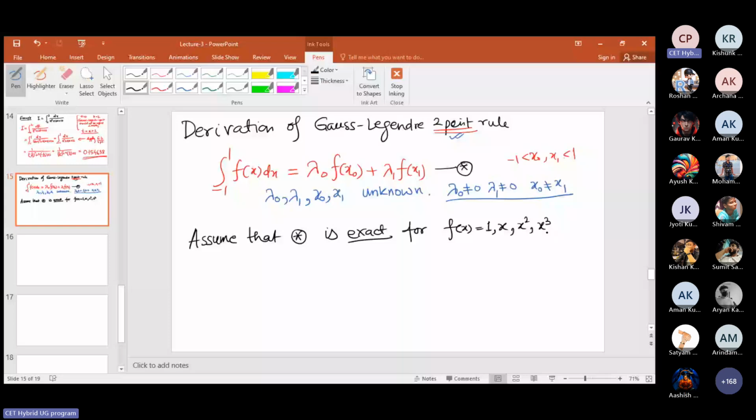A question that must be coming to mind is why only 4 such functions. If this question is not coming, then when I ask it, it will come for sure, so I will explain this later. Okay, so since we have assumed that we get the exact value for f(x) equal to 1, x, etc. So suppose I substitute here f(x) equal to 1.